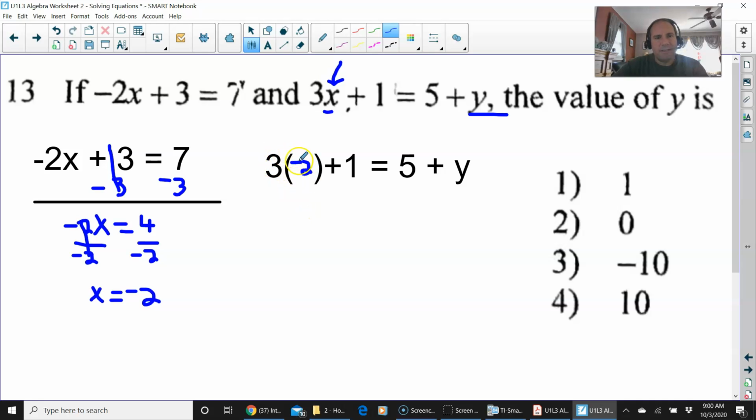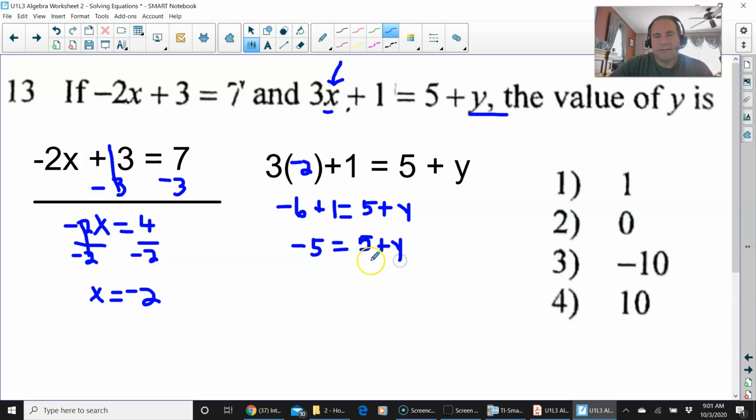And I'm going to do 3 times negative 2, which is negative 6. And I'm going to bring down that plus 1. And I am going to do 5 plus y. Bring that down. Right? So now I have 2 terms here that are like terms that I can combine. Negative 6 plus 1 is negative 5. And equals 5 plus y.